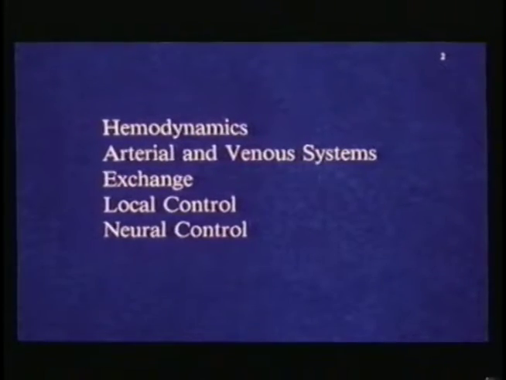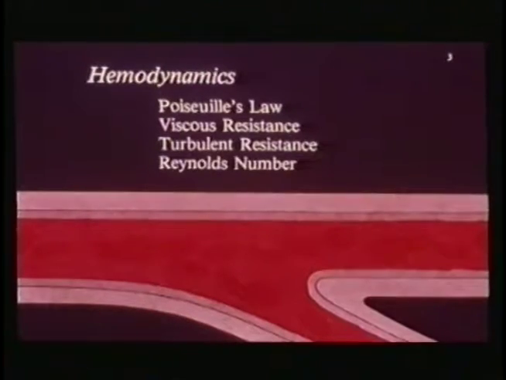Later programs discuss the local and neural mechanisms that control systemic circulatory function. Please note that a printed study guide accompanies this program. It contains the full program text and references for additional study. 3. In hemodynamics, we analyzed the viscous and inertial resistance factors responsible for the pressure drop observed in the circulatory system.